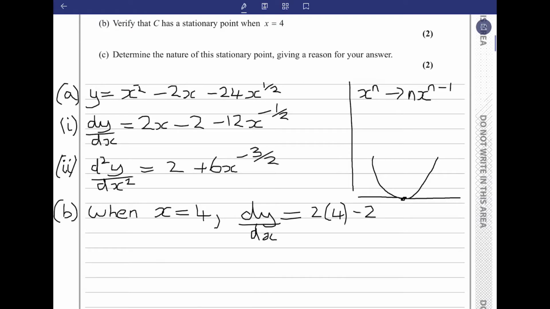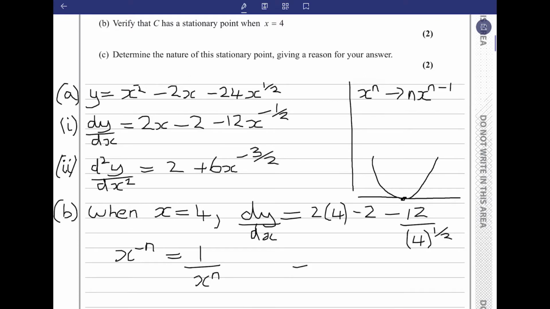Now another basic rule of indices, I'll just write it here: if we have x to the minus n, this is actually equal to 1 over x to the n. Another basic rule of indices there. So I'm just going to bring this x to the minus a half down to the bottom. So we get minus 12 over 4 to the power of a half, which is, by our other reasoning above, the square root of 4.